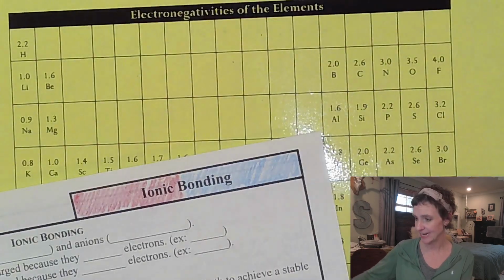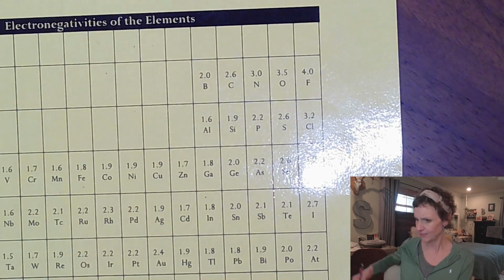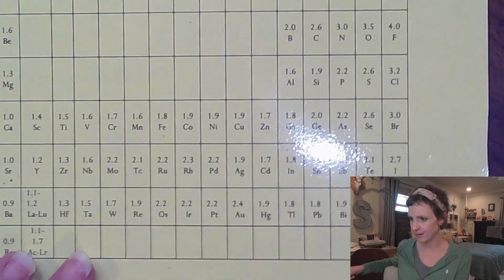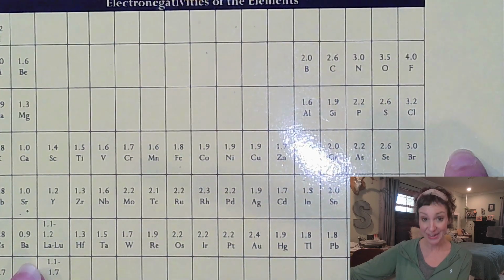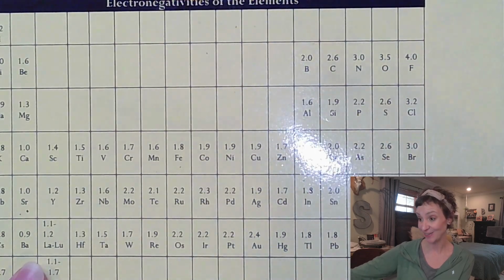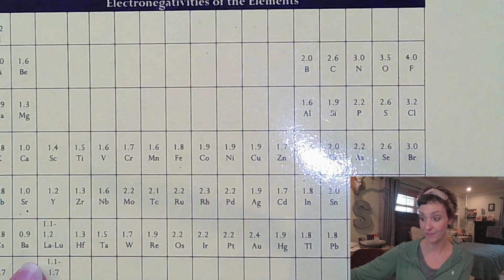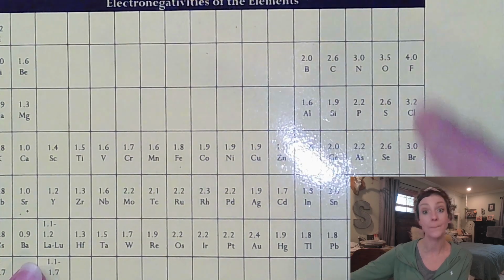And then chlorine, if I find him on my electronegativity chart. Well, first of all, y'all are like, yep, this looks exactly like our periodic table. Where are the noble gases? Well, if you remember, the noble gases don't have an electronegativity, so they are not included on this chart. If they were, that would be kind of a waste of space because they would all be zeros here.